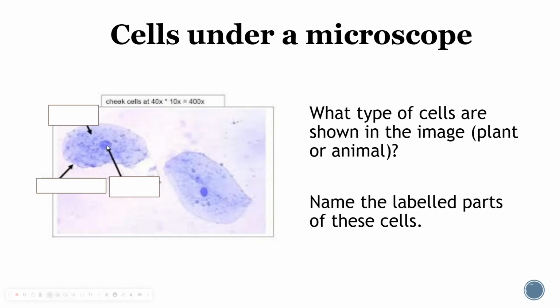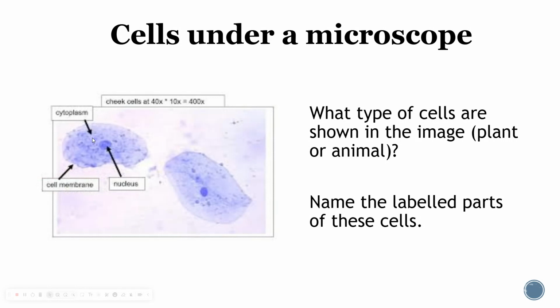There's a darkly stained spot here, so you're probably looking at the nucleus. Here you're pointing at the outside. There's no cell wall for an animal cell, so probably a cell membrane. And here you're pointing basically at the ooey gooey jello-y stuff. That's probably the cytoplasm. And there you have it. So that's just some practice labeling cells that you might see under the microscope.